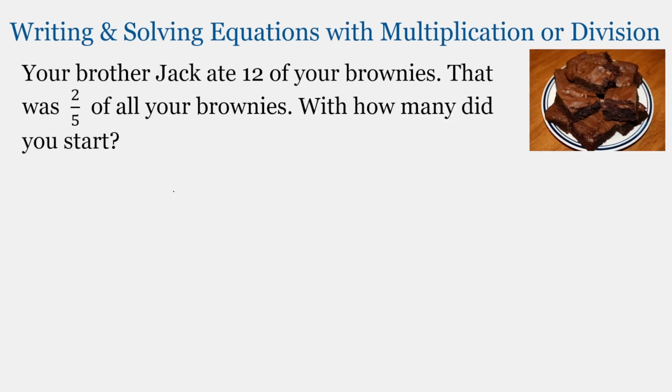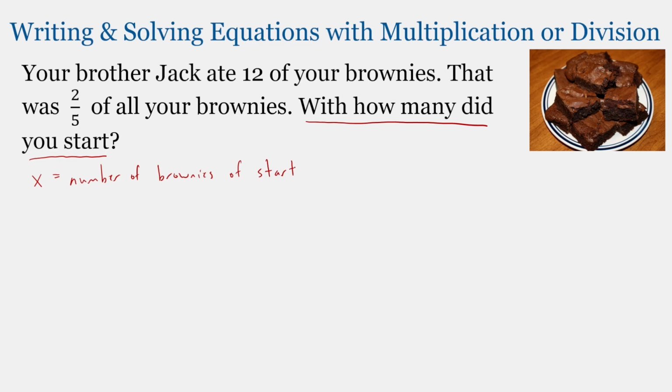For problem 2, your brother Jack ate 12 of your brownies. That was 2/5 of all your brownies. With how many did you start? Again, we're looking at that question that's being asked. With how many brownies did you start? So we'll use that to define our unknown. So x is going to be the number of brownies at the start, before your brother started eating them.